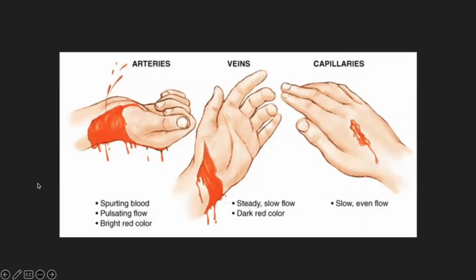With veins, there's a steady flow because by the time the blood reaches the veins, it would have lost some of its energy. So it's flowing a bit slowly. And of course, with capillaries, because they're so small, most of the time when you cut or bruise yourself, it's usually a capillary that you bruise or cut. So whenever you get a bruise or something, it's usually a capillary.